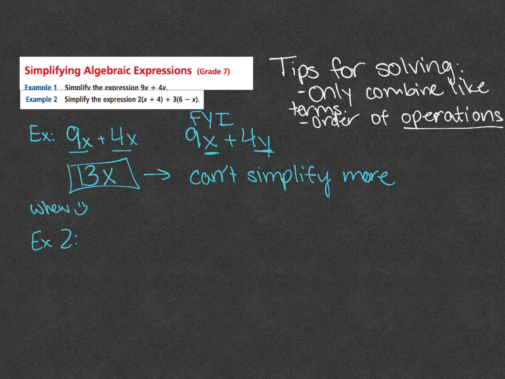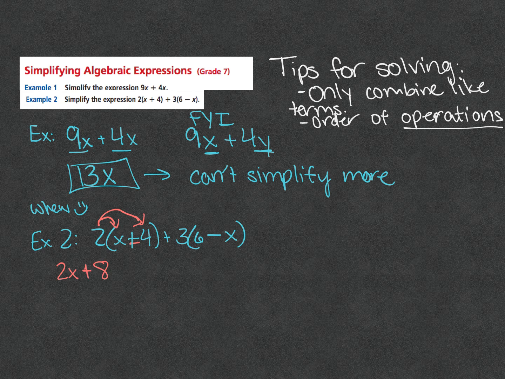For example 2, we need to simplify 2 times x plus 4 plus 3 times 6 minus x. Let me fix that, minus 4. All right, so we need to multiply, so we get 2x, and then we have a plus 8, plus 3 times 6, which is 18, minus 3x.